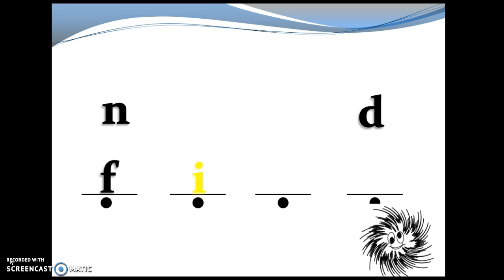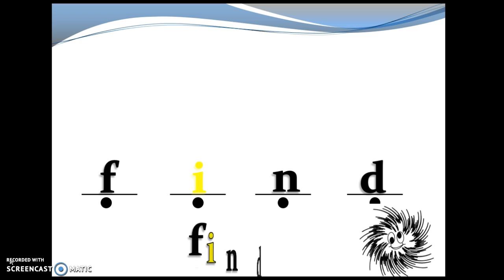Okay, ask your sound leader, what's your third sound? N. Then what's the fourth sound? D. Okay, they're going to write that off to the side and they're going to highlight that I again. Remember, we're activating and helping their brain notice the tricky parts of the word.